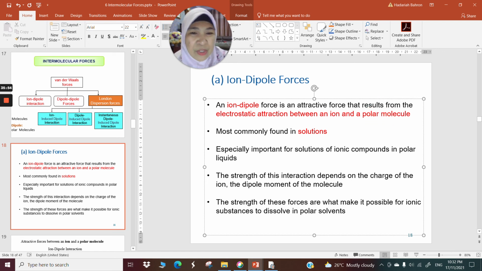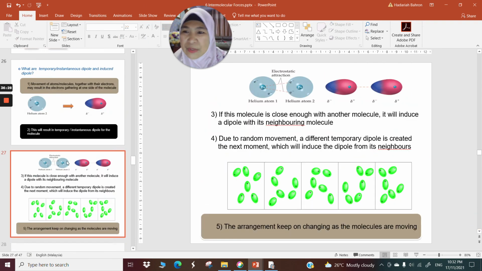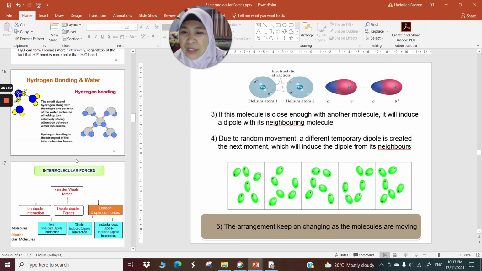Why do you say polar molecule? Because we're talking about dipole force. Dipole, not induced dipole. And it is commonly found in solution, especially important for solutions of ionic compounds in polar solvent, for example, sodium chloride in water. The strength of this interaction depends on the charge of the ion and the dipole moment of the molecule. So the stronger the charge, the more it is going to interact with the molecule, and the stronger it is going to be.